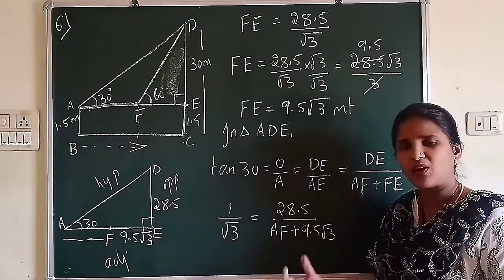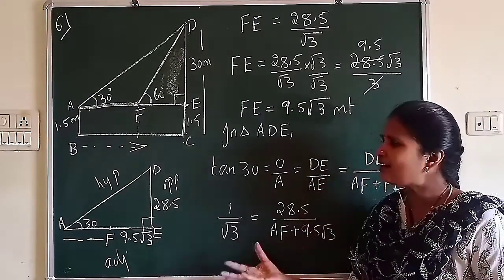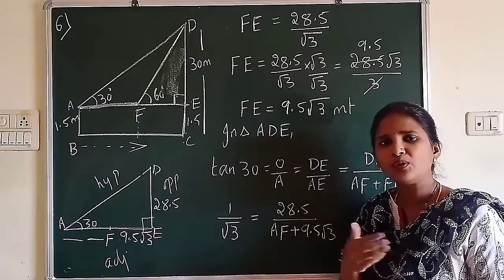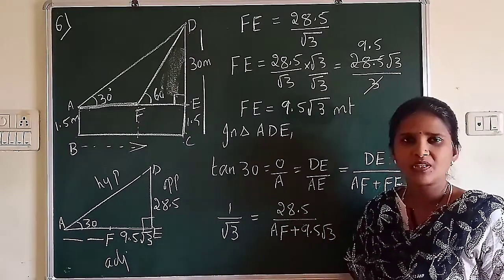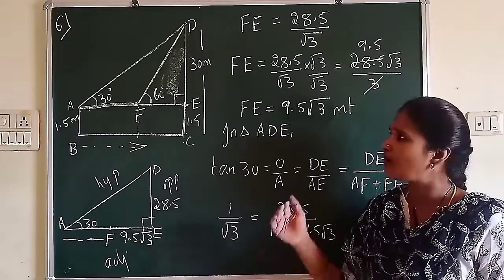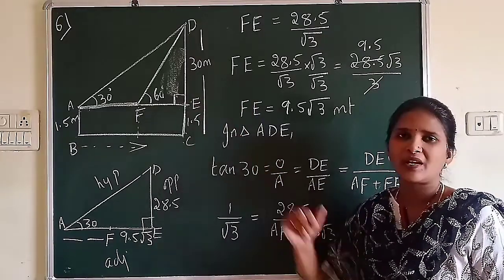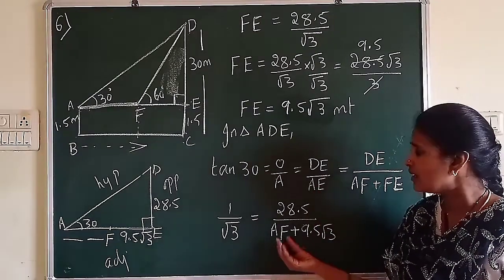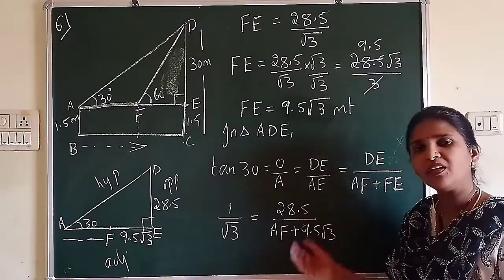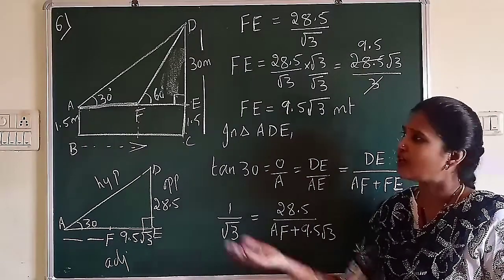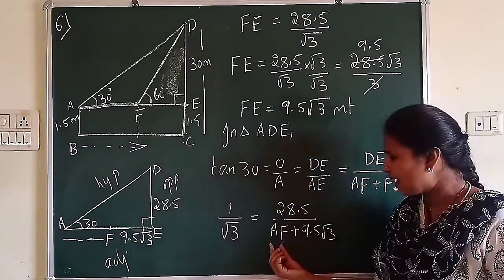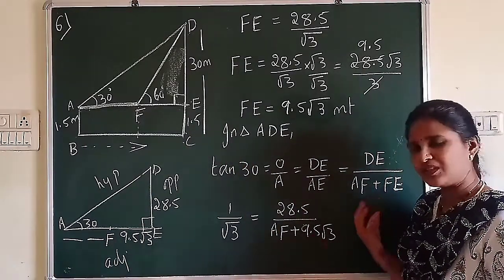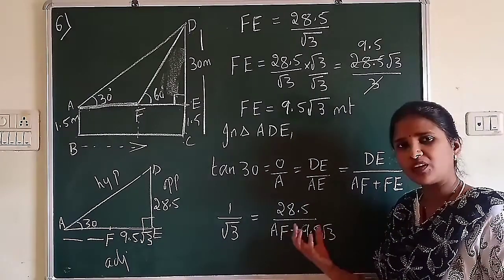So keep in mind always, for question number 1 to 4 there were direct questions, we could find in only one triangle, but from now onwards we get two triangles in the same diagram. So whatever they asked in the question that we want to find, we need another thing to find. Like here, to find AF I need FE. In this way we can find whatever he asked.